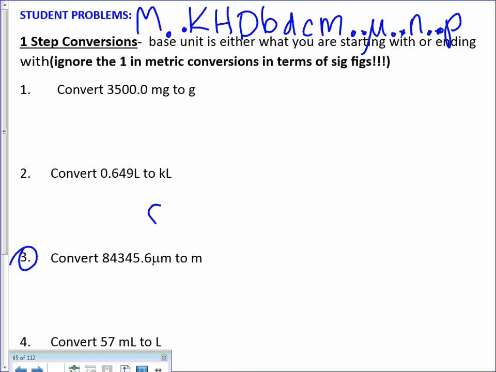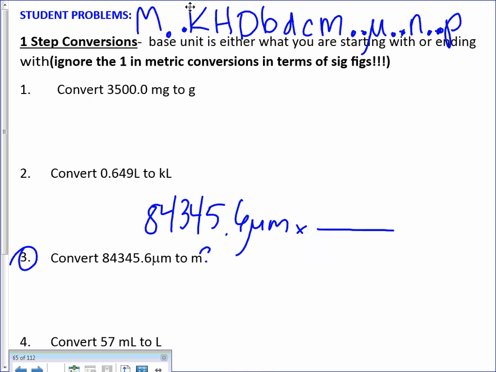Starting with this one, write down your given, 84345.6 micrometers. Set this up just like we did our previous problems. Now, what is our question? What is our unit of interest? Meters. I'm looking for meters. That's my question. I need to multiply by something.